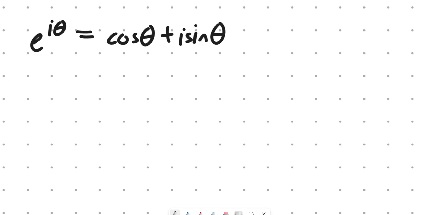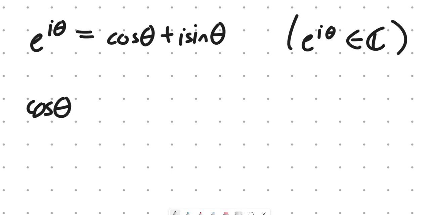Now, this is the complex function. So we have the function e to the i theta, which is an element of the complex plane. But we would like to represent cosine of theta by using the complex exponential function. Now, how can we do it?